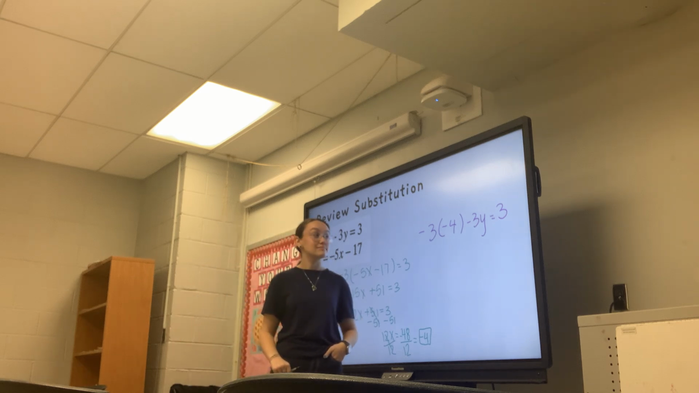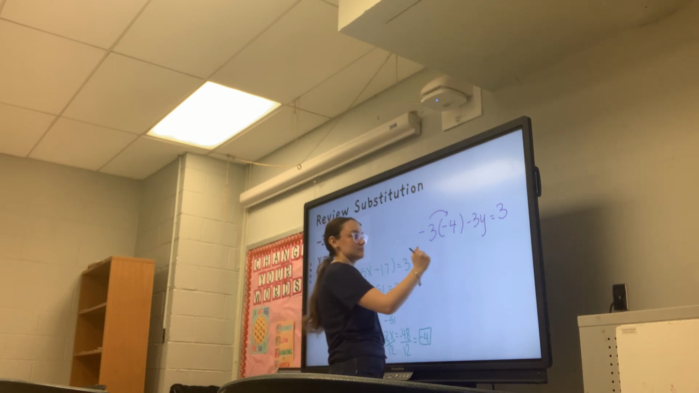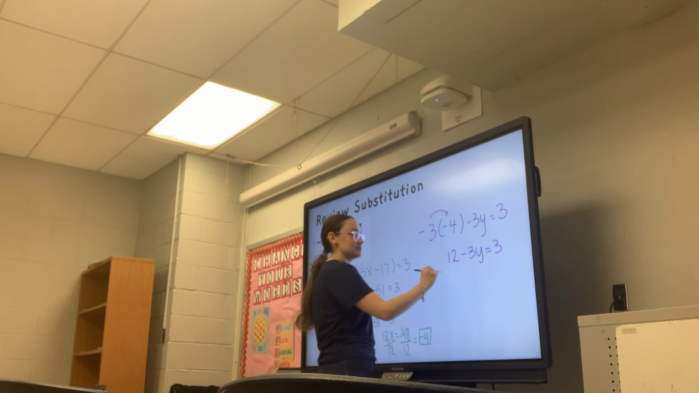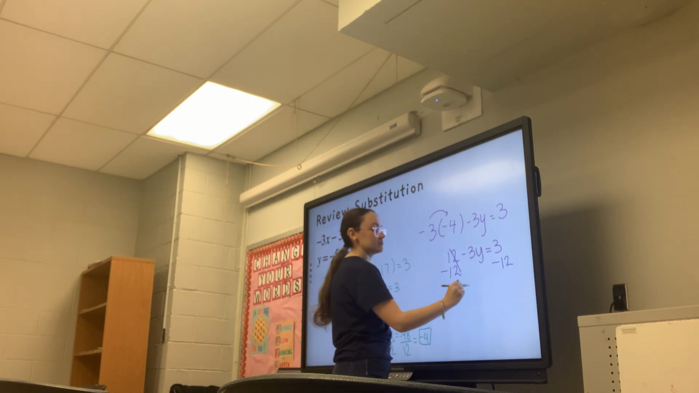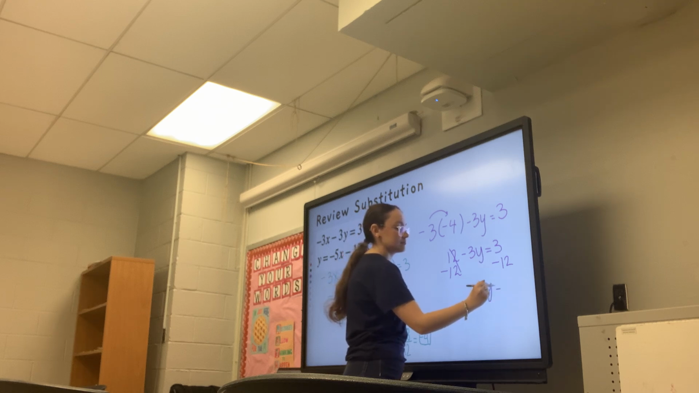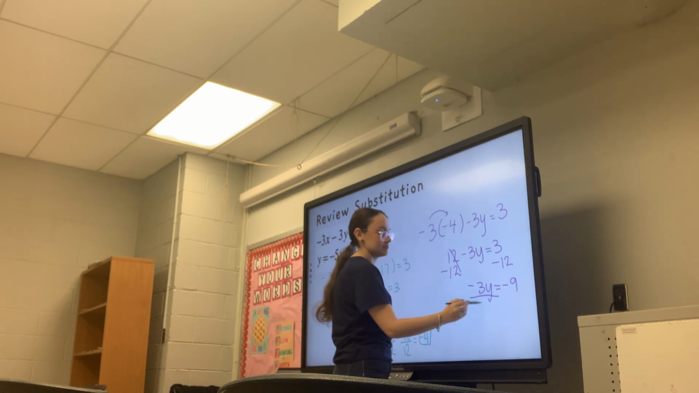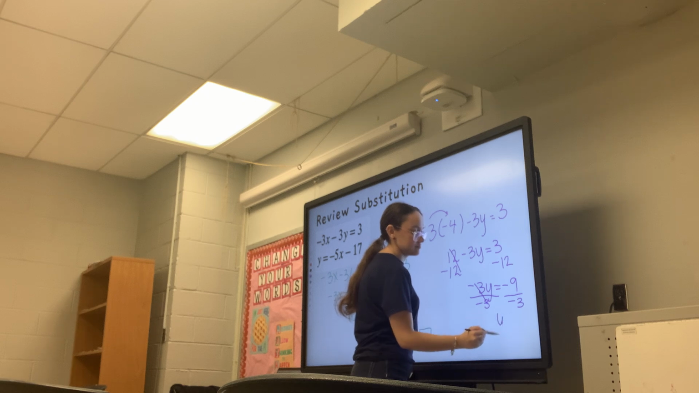I distributed, I multiplied negative 3 times negative 4. And I got 12, because two negatives make a positive. Minus 3y equal to 3. Then I subtracted 12 from 12. And I subtracted 3 by 12. And I got negative 9. 3y equal to negative 9. And then I divided negative 3y by negative 3, and negative 9 by negative 3. And I got a positive 3, because two negatives give you positive. Amazing. Thank you.